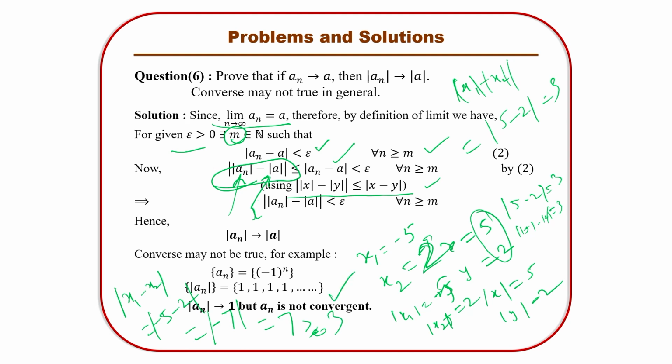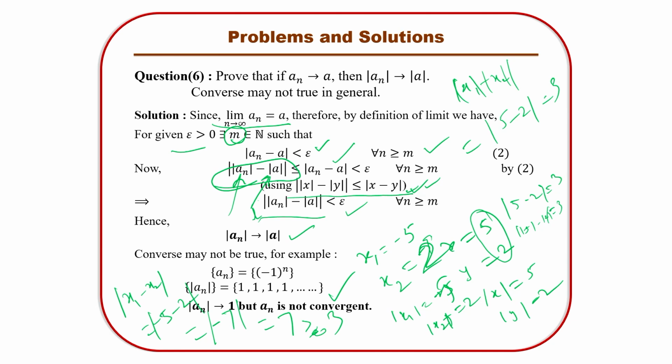So that's why this inequality is always valid, and this is a very special inequality you have to remember for further questions. That gives us that modulus of aₙ minus modulus of a is less than epsilon, and hence the sequence modulus of aₙ converges to modulus of a. That's the proof of this theorem.